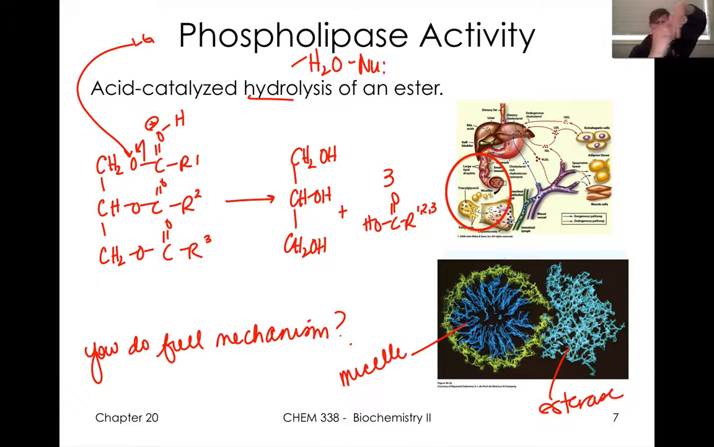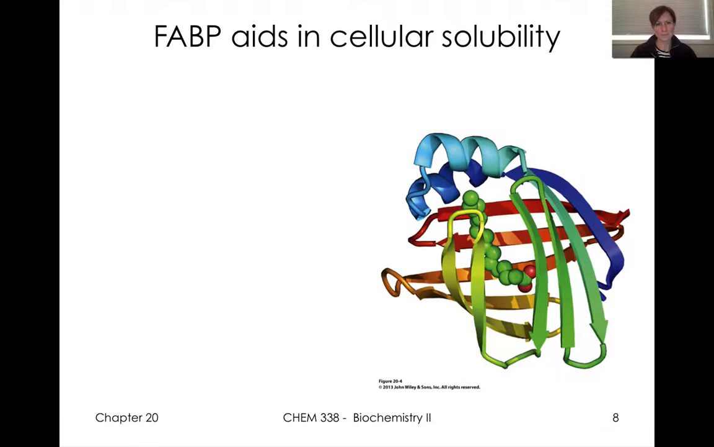So again, triglycerides, we've got a triester here to think about hydrolysis of. And we'll think about how these enzymes get at these fatty acid micelle structures to be able to do this chemistry.